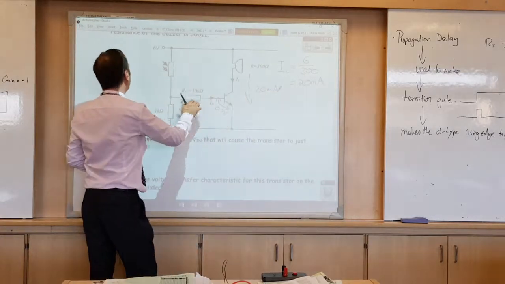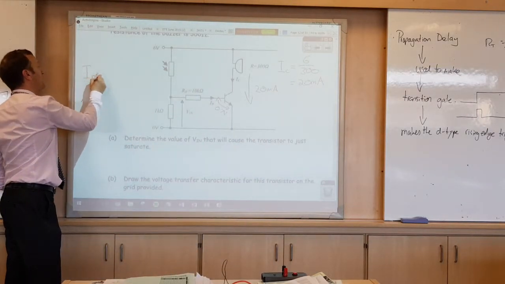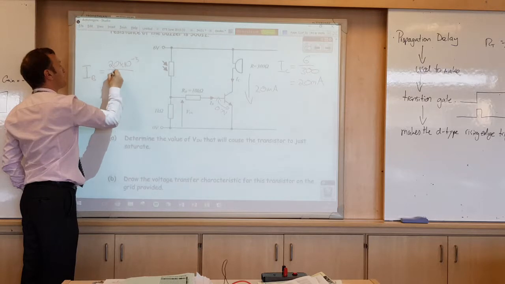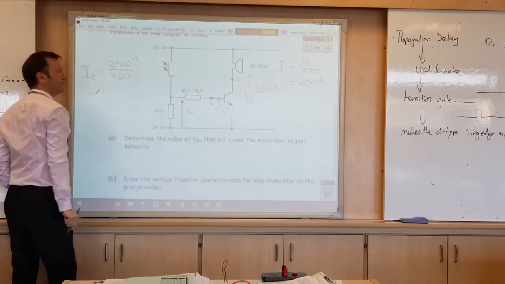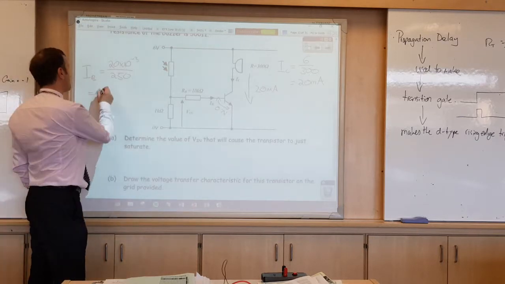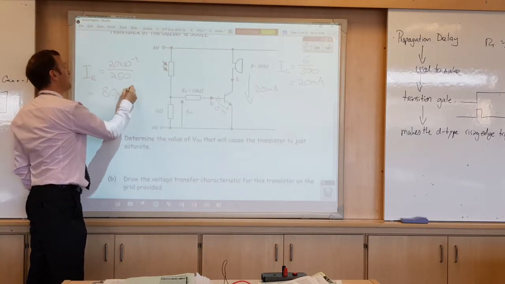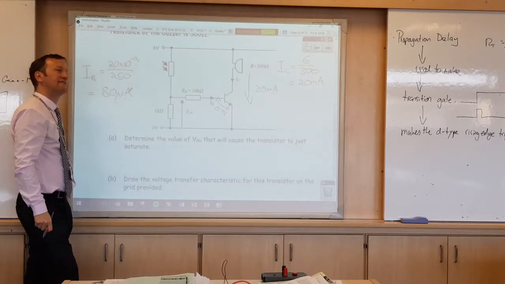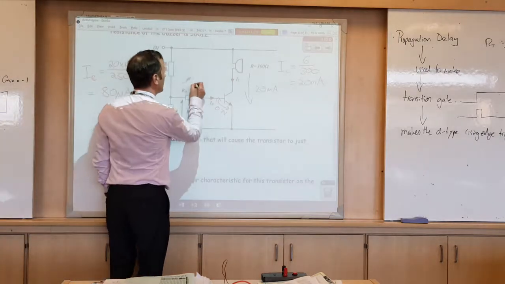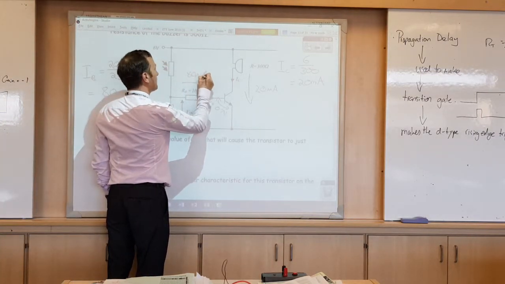So what do we have to divide that by to get IB? Divide that by HFE. Yeah, so we do 20 times 10 to the minus 3 divided by 250. What does that give us? 80 microamps, 80 times 10 to the minus 6. Now we've got the engineering button on the calculator working. Yeah, that's what I pressed, but I read it in milli rather than micro. So be careful there. So we've got tiny current going into the base of 80 microamps.